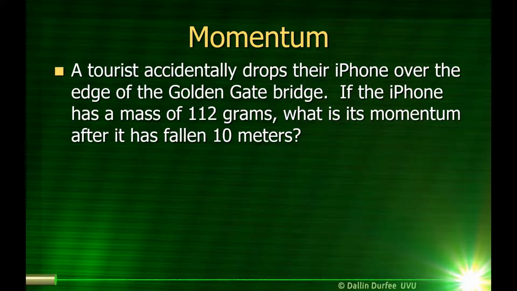So now we can work a problem now that we know what momentum is. A tourist accidentally drops their iPhone over the edge of the Golden Gate Bridge. If the iPhone has a mass of 112 grams, what is its momentum after it has fallen 10 meters? Well, momentum is just mass times velocity. We know the mass. We just need to find the velocity after it's fallen 10 meters.